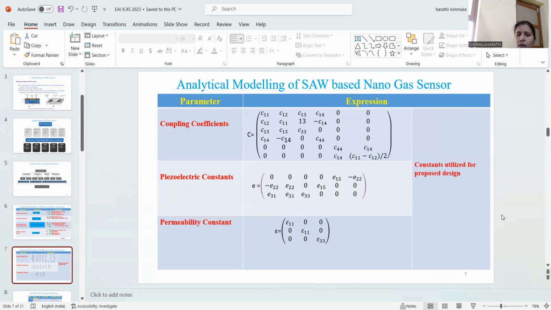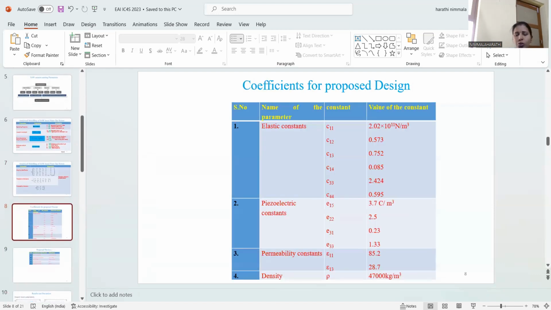And here are the coupling coefficients, the piezoelectric constants, and the permeability constants, which we have taken to get a better response from the sensor. And now the values corresponding to this, the elastic coefficients: with the varying of the elastic coefficients, there will be much variation over the response of the sensor.